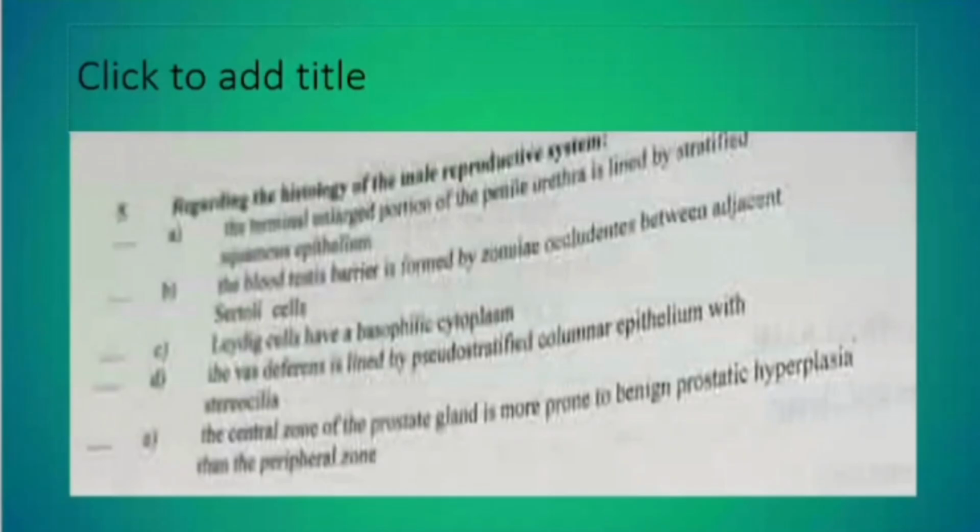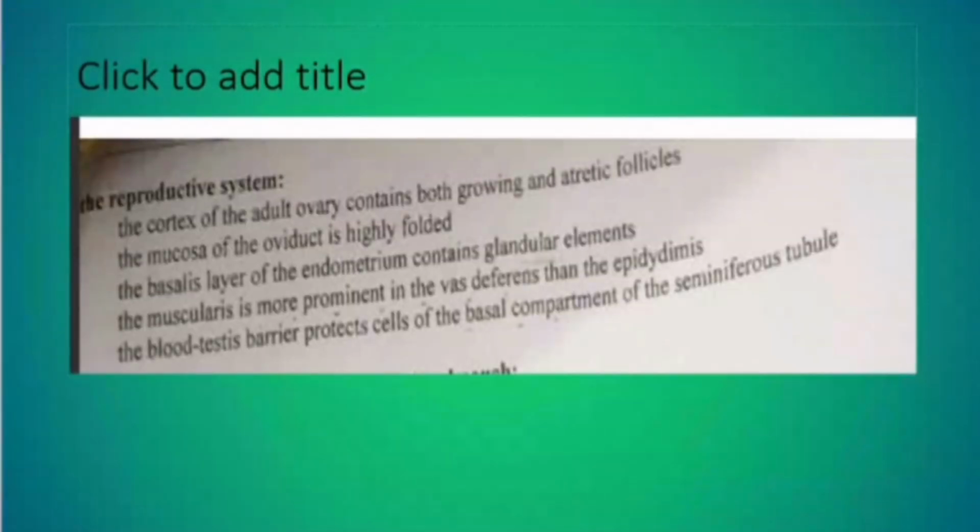Then, the central zone of the prostate gland is more prone to benign prostatic hyperplasia than the peripheral zone. This is true. Remember, I mentioned this. The peripheral zone is more prone to adenocarcinomas, or prostate cancers. Then, I think for this one we can just mention two things that are important to us.